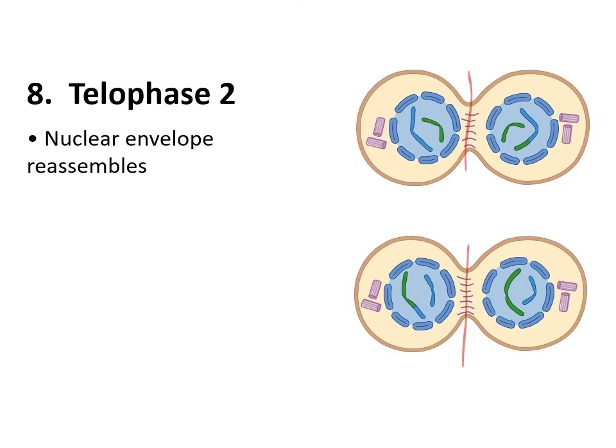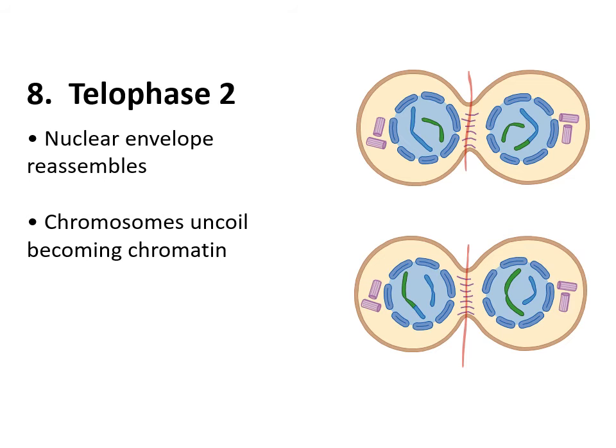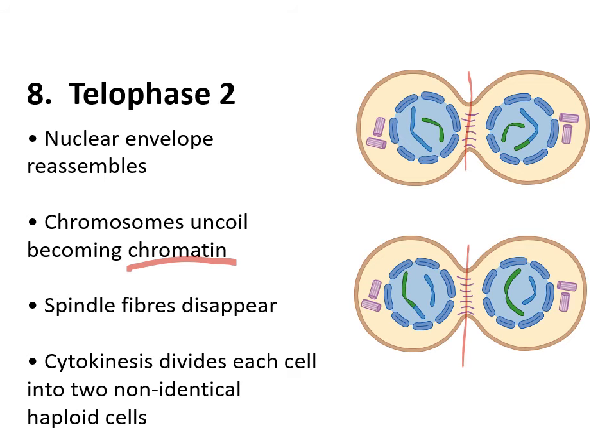A nuclear envelope again is going to start reassembling to form the cell, and the chromosomes that have been coiled into that chromosome shape in order to move around can again begin uncoiling so that DNA can be read again. And when it's uncoiled, we call that the chromatin. Spindle fibers disappear as we're sort of ending the replication process. Cytokinesis is going to split the cells fully apart. And again, these are not identical copies of the original cell. They are 4 haploid cells.